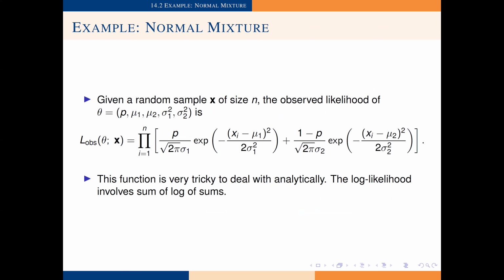Given this case, we know that the observed data likelihood is given by the product over all of the samples, the sample size equals small n, of this weighted sum of the two normal densities. But you can see that this function is actually very tricky to deal with analytically. If you take the log of it, it's going to involve the log of a weighted sum of two densities, which is difficult for you to further break down.